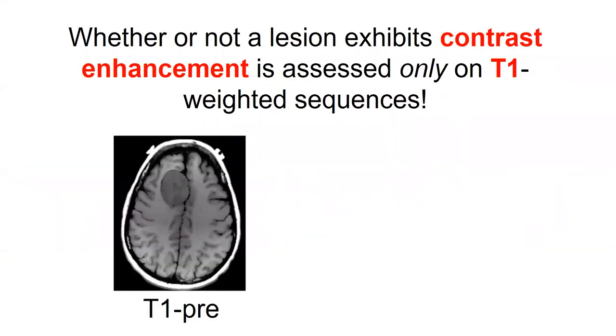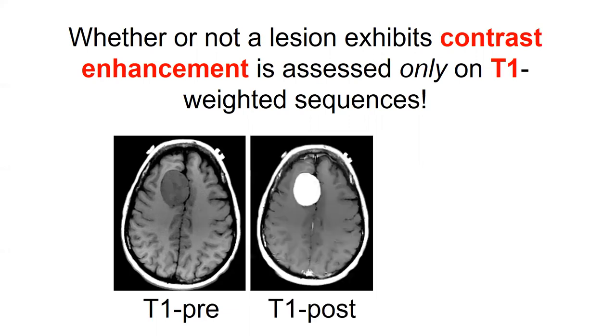Here we have a great example, a T1 without contrast. You see that the white matter is hyperintense to the overlying cortical ribbon, and there's a lesion that is hypointense to the white matter, pretty much isointense to the gray matter. We give gadolinium or gadolinium chelate on the T1 post. You can see the lesion lights up, homogeneous, avid contrast enhancement. This is actually a meningioma.